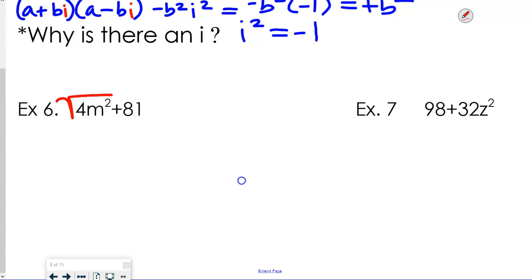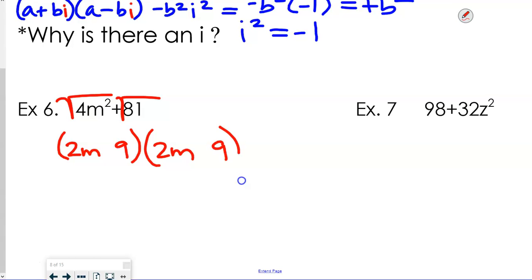Okay, so here we go again. We're going to take the square root of this, and we're going to take the square root of this. The square root of 4 is 2. The square root of m squared is m. So this is going to be 2m and 2m. And then we take the square root of 81, we get 9 and 9. And once again, remember, we're going to do our plus and our minus. And because there's a plus sign right there, we know that this is going to have an i and an i.